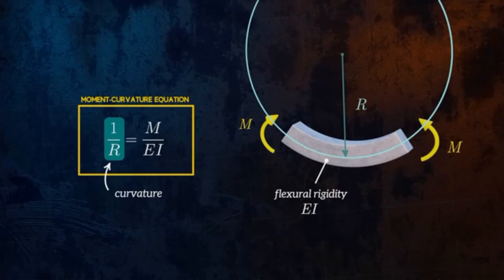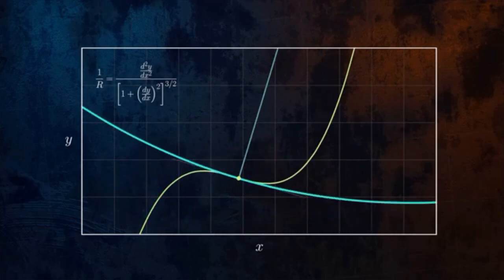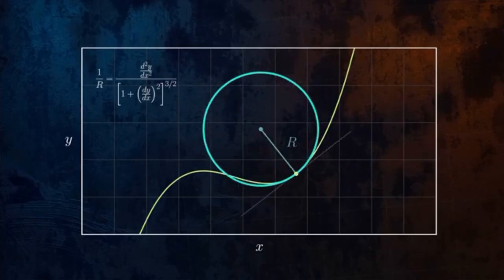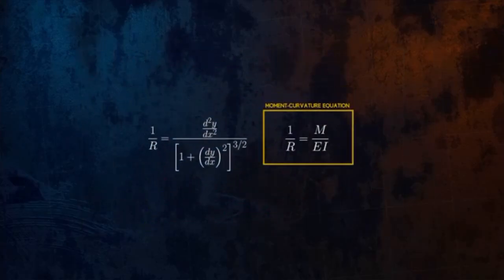The moment curvature equation is the first step towards being able to calculate the deflection of a beam, since it gives us information about how the beam will deform for an applied bending moment. It turns out there's a mathematical equation that can be used to calculate the curvature at any point along a curve. We can combine this with the moment curvature equation to get an expression that relates the deflection of the beam and the bending moment along it.